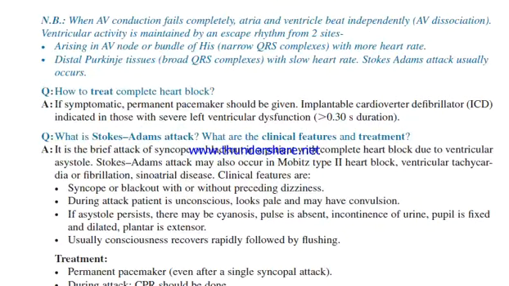When AV conduction fails completely, atria and ventricle beat independently. That is called AV dissociation. Ventricular activity is maintained by an escape rhythm from two sites: arising in AV node or bundle of His, narrow QRS complexes with more heart rate; distal Purkinje tissue, broad QRS complex with slow heart rate. Stokes-Adams attack usually occurs. Now, how to treat complete heart block?